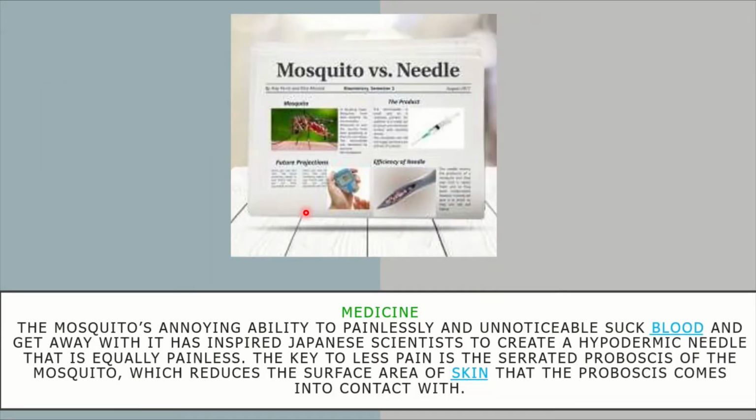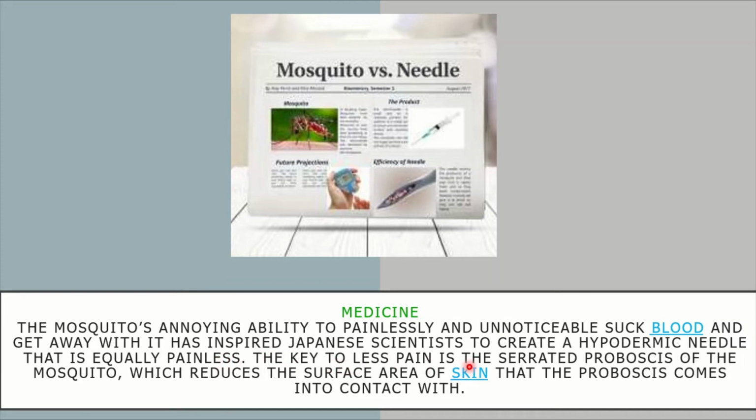Then there's this challenge of needles and pricking and being injected and drawing of blood when we are sick or during other medical interventions. And of course we know how it can be difficult for some people who even have needle phobia. So the mosquito has an annoying ability to painlessly and unnoticeably suck our blood and get away with it, and maybe what we are left with is some itchiness or a small inflammation. But this has inspired Japanese scientists to create a hypodermic needle that is equally painless. What a joy for some of us.